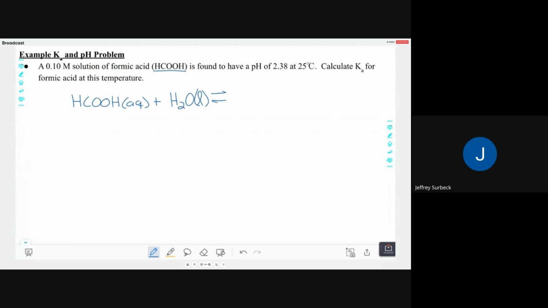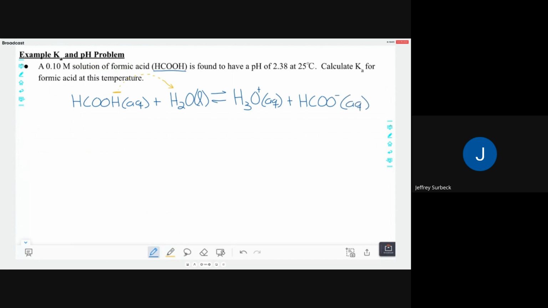And then this H from formic acid, this H right here, I'm just going to put the yellow line over it, gets donated to H2O. And so as a result, our products are going to be H3O+ (aq) and our particular formate ion, which looks like this, HCOO minus, and we have an (aq).